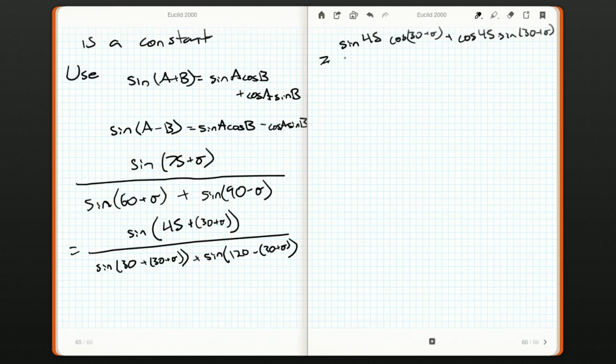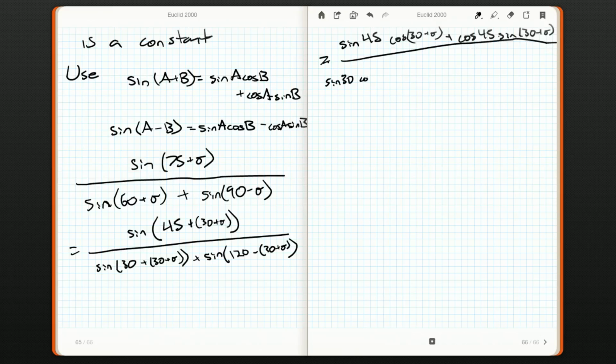I guess I can't really take it out. But these two numbers, sine 45 and cos 45, are the same value. They're both 1 over root 2. So really what I have on the top here is some constant times cos 30 plus theta plus sine 30 plus theta. Okay? And on the bottom, what do we have?